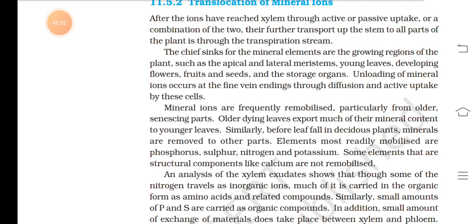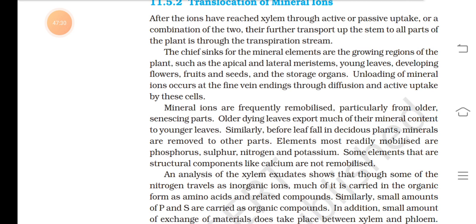After the ions have reached the xylem through active or passive uptake or a combination of the two, their further transport up the stem to all parts of the plant is through the transpiration stream. The chief sinks for the mineral elements are the growing regions of the plant, such as the apical and lateral meristems, young leaves, developing flowers, fruits and seeds, and the storage organs. Unloading of mineral ions occurs at the fine vein endings through diffusion and active uptake by these cells.